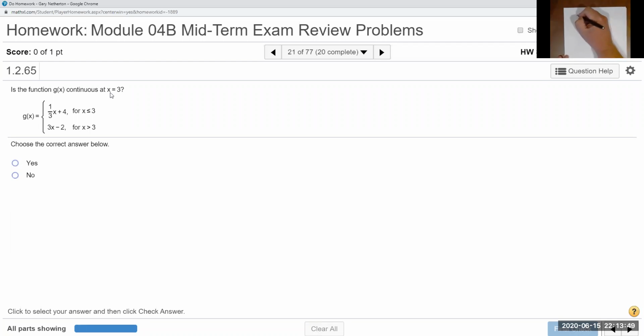So g of x, piecewise function. The first part is 1/3 x plus 4 when x is less than or equal to 3. And then the second function is 3x minus 2 for x greater than 3. And they're asking us, is it continuous at x equals 3?